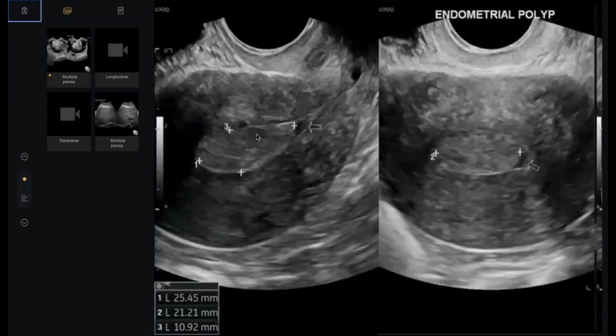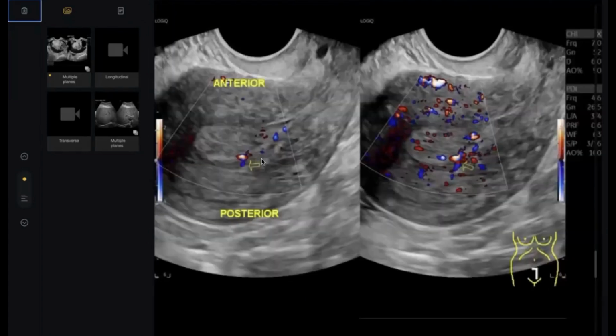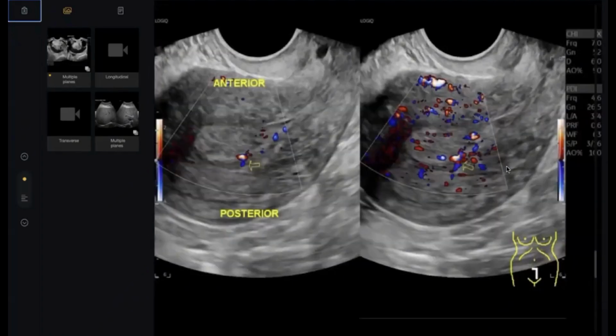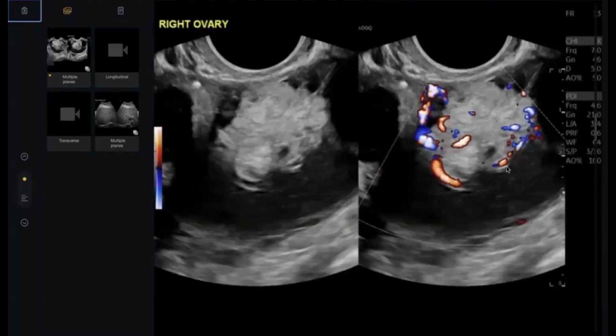And here, what happened? This is a polyp. Okay, why? There is a rim of fluid here. And we need, I think, to see where the vascular pedicle is. Here and here. At least this fluid is indicative of a polyp, endometrial polyp. Thank you so much.